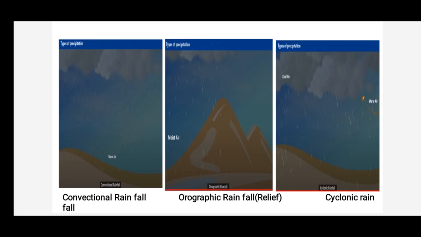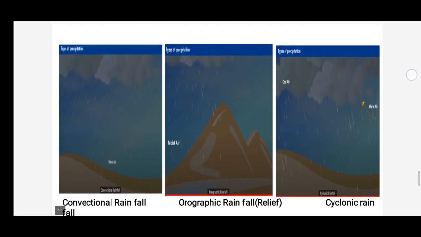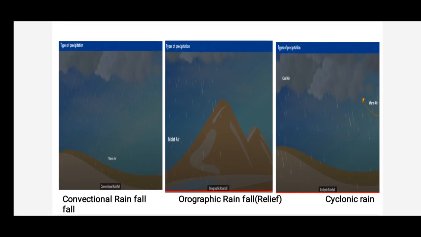Now orographic rainfall. Orographic rainfall occurs when the warm moist air rises up due to the presence of relief features, such as mountains and hills on its way. Now the third one, cyclonic rainfall. Cyclonic rainfall occurs during the meeting of warm and cool air. So the place where warm and cool air meet, that place you can observe cyclonic rainfall.